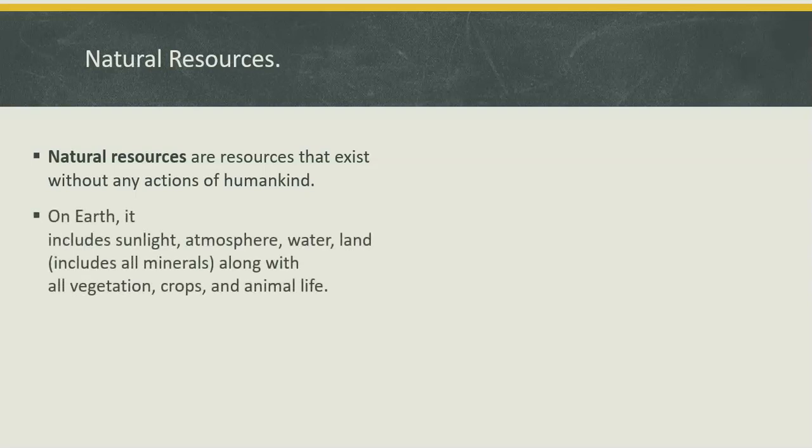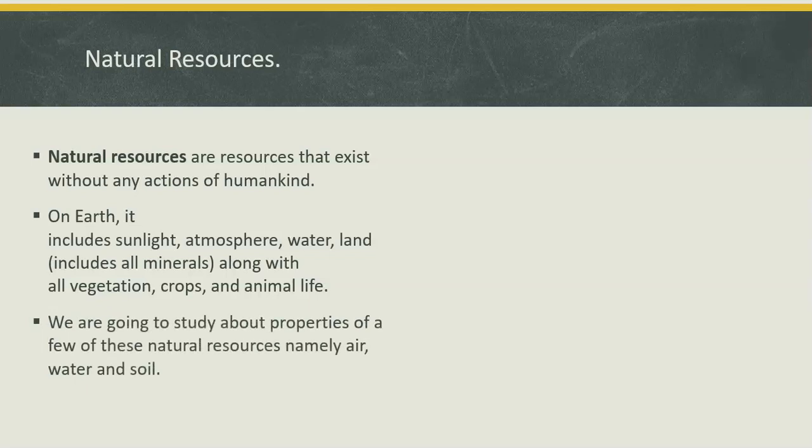On Earth, it includes sunlight, atmosphere, water, land, which includes all minerals, along with all vegetation, crops, and animal life. We are going to study about properties of a few of these natural resources, namely air, water, and soil.